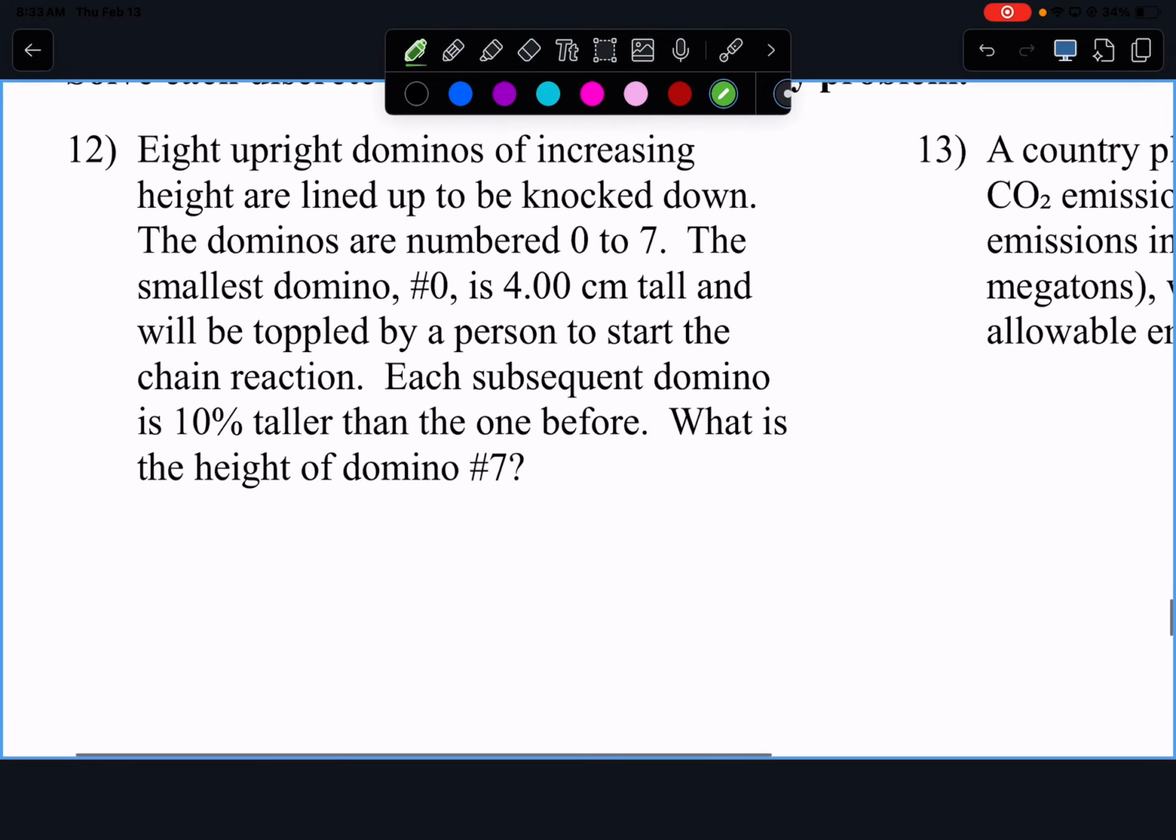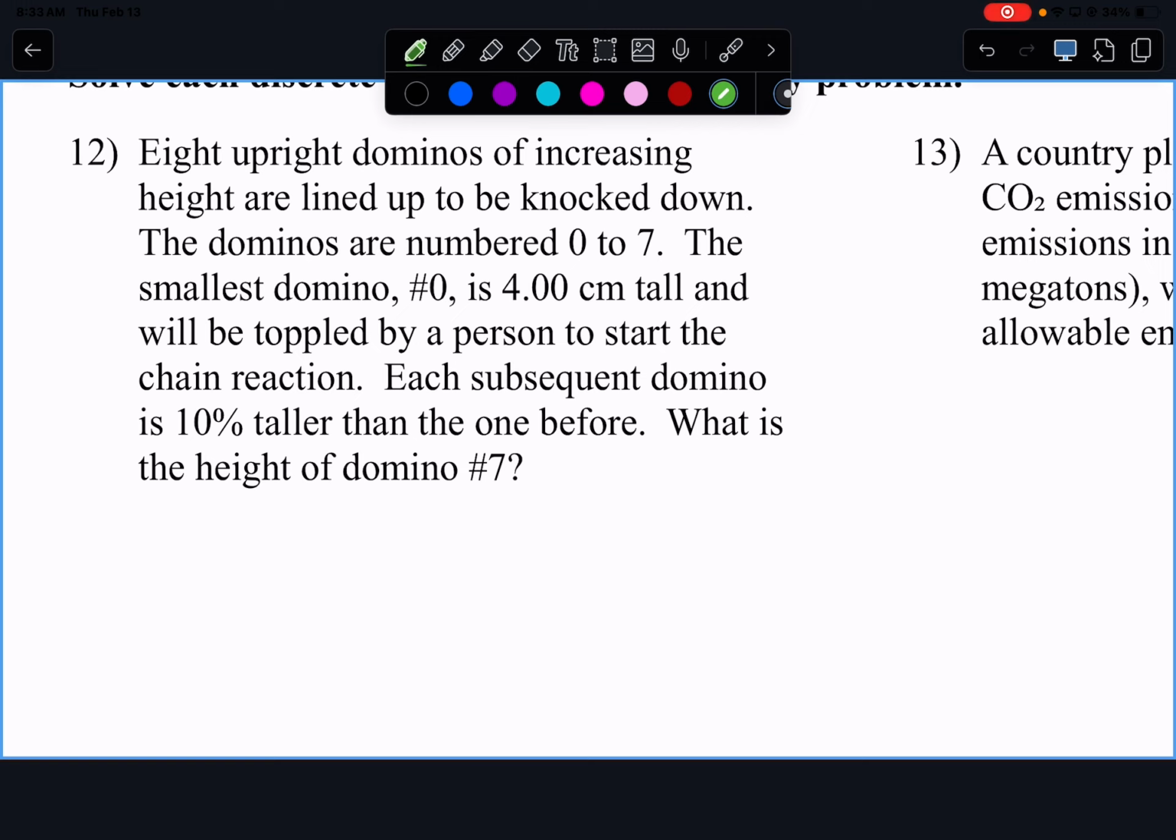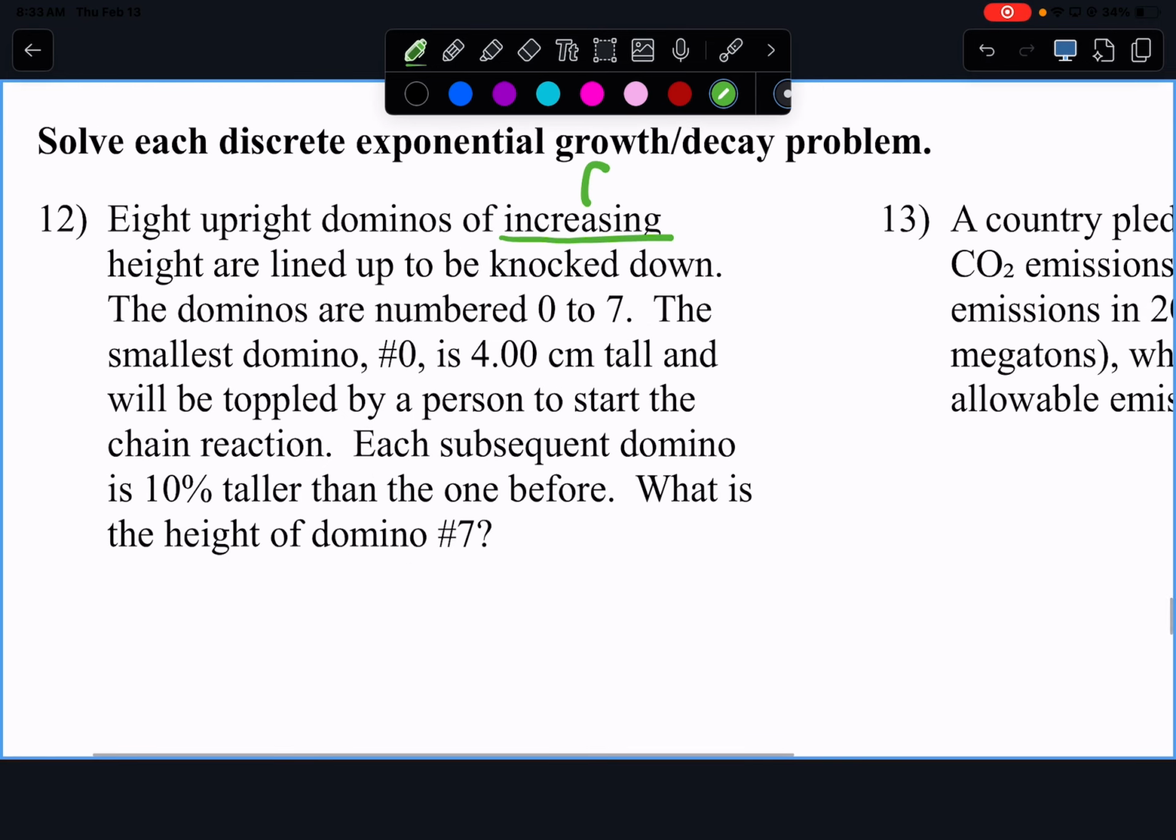So for number 12, 8 upright dominoes of increasing height are lined up to be knocked down. Already, because it said the word increasing, I know it's going to be growth. Then it says the dominoes are numbered from 0 to 7. The smallest domino, number 0, is 4 centimeters tall and will be toppled by a person to start the chain reaction. Each subsequent domino is 10% taller than the one before it. What is the height of domino 7?